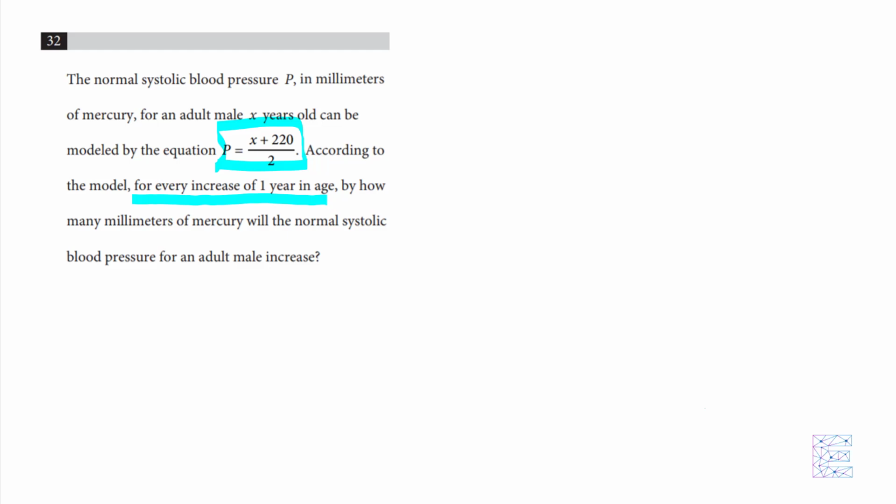Key words here for this question are for every increase of 1 year in age. When you hear for every, that's a sign that this question is asking about the slope. And if you look carefully, you see this equation really is a linear function that looks like y equals mx plus b. So let's make more sense of this.